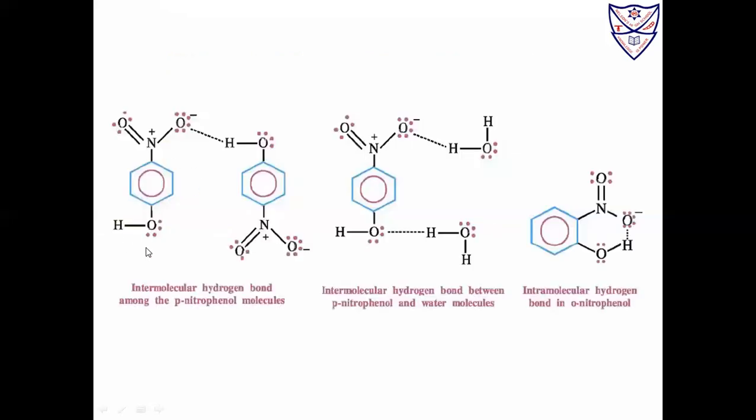See here the intermolecular hydrogen bond among paranitrophenol molecules. This is the N plus and O minus, and here they are interrelated. The intermolecular hydrogen bond between paranitrophenol and the water molecule is somewhat like this. The positive and negative ions are attracted over here. Now here is the hydrogen bond in orthonitrophenol: the benzene ring with the NO2 group and the H2O group, how it is attached over here.